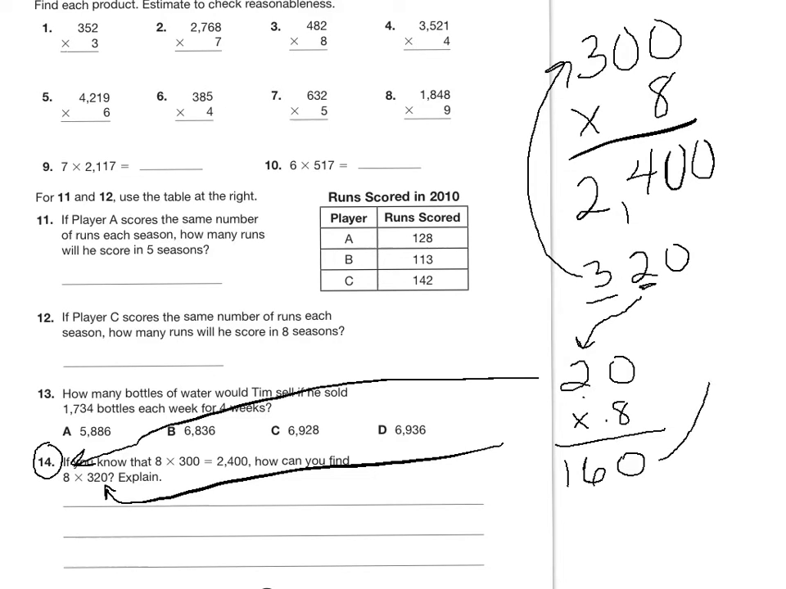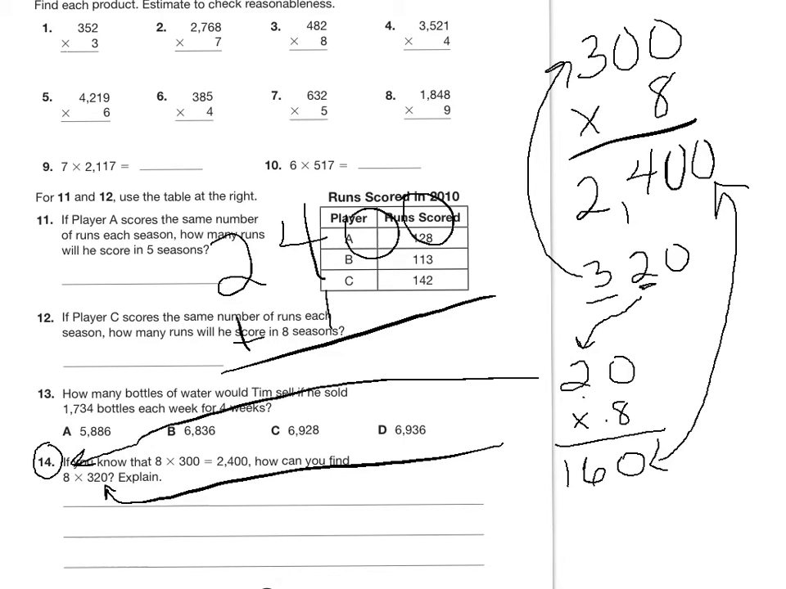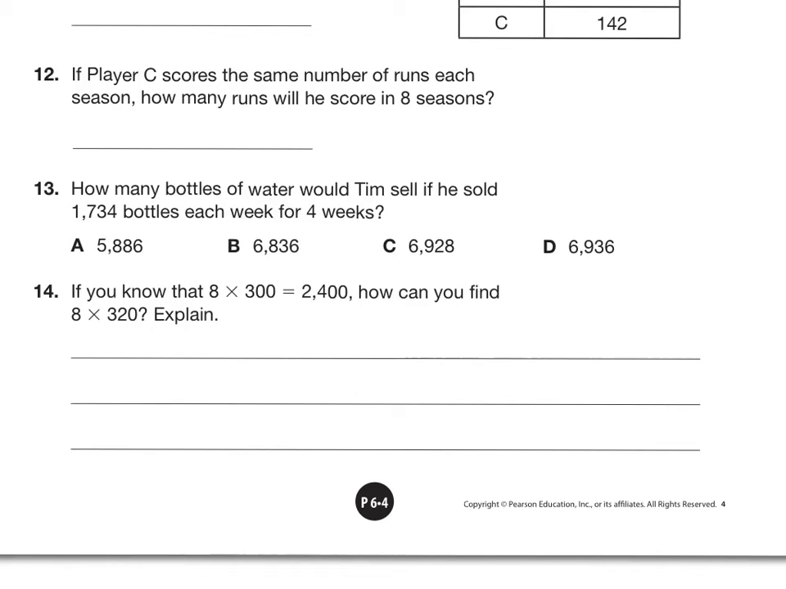I need to take my 2,400 and my 160 using the partial products method and just go ahead and combine those. 2,400 plus 160. 4 plus 1, 5. Bring that 2 down. There's nothing to add for it. So 2,560 is how I can find it.